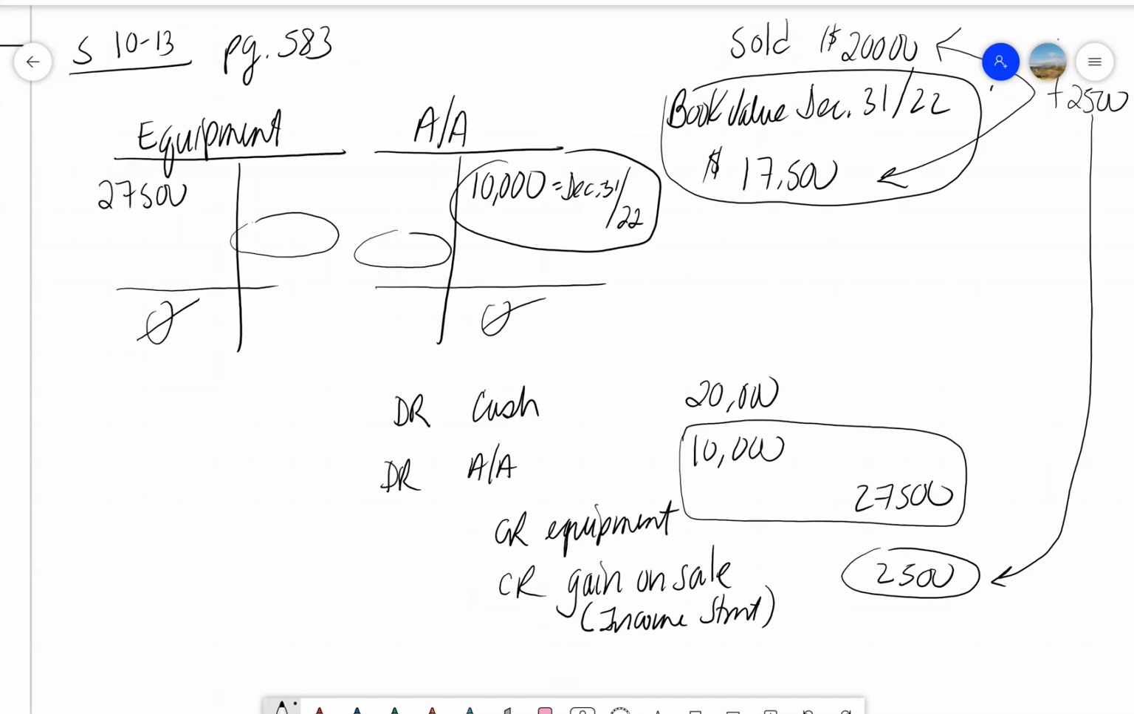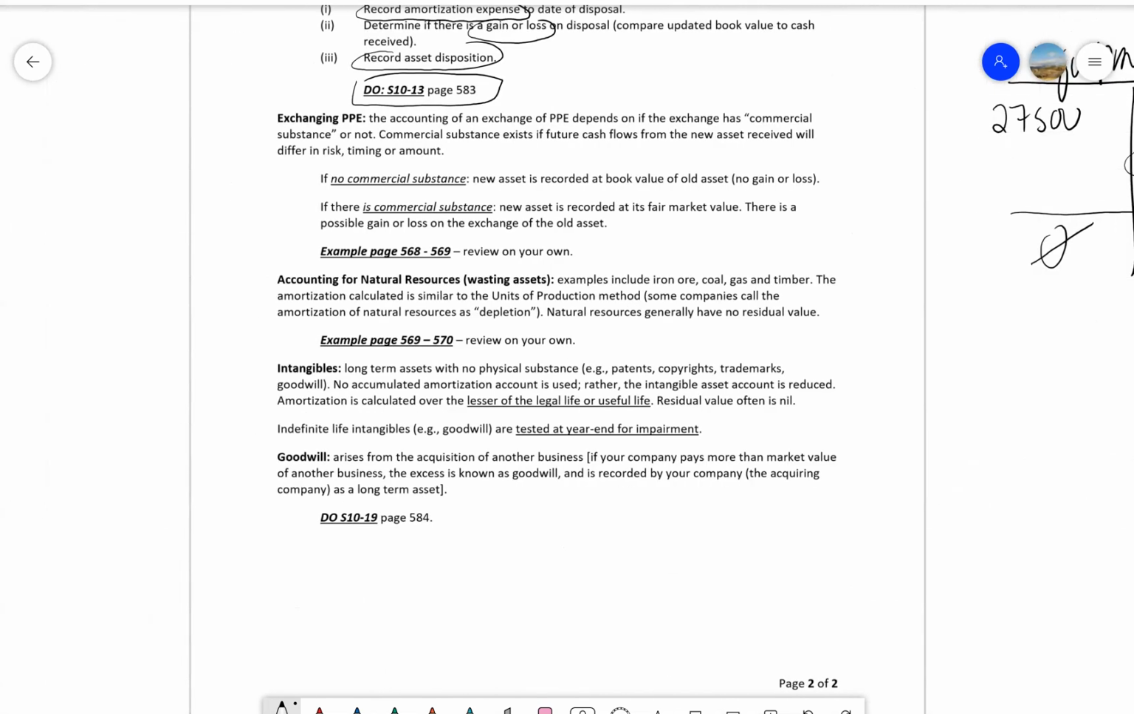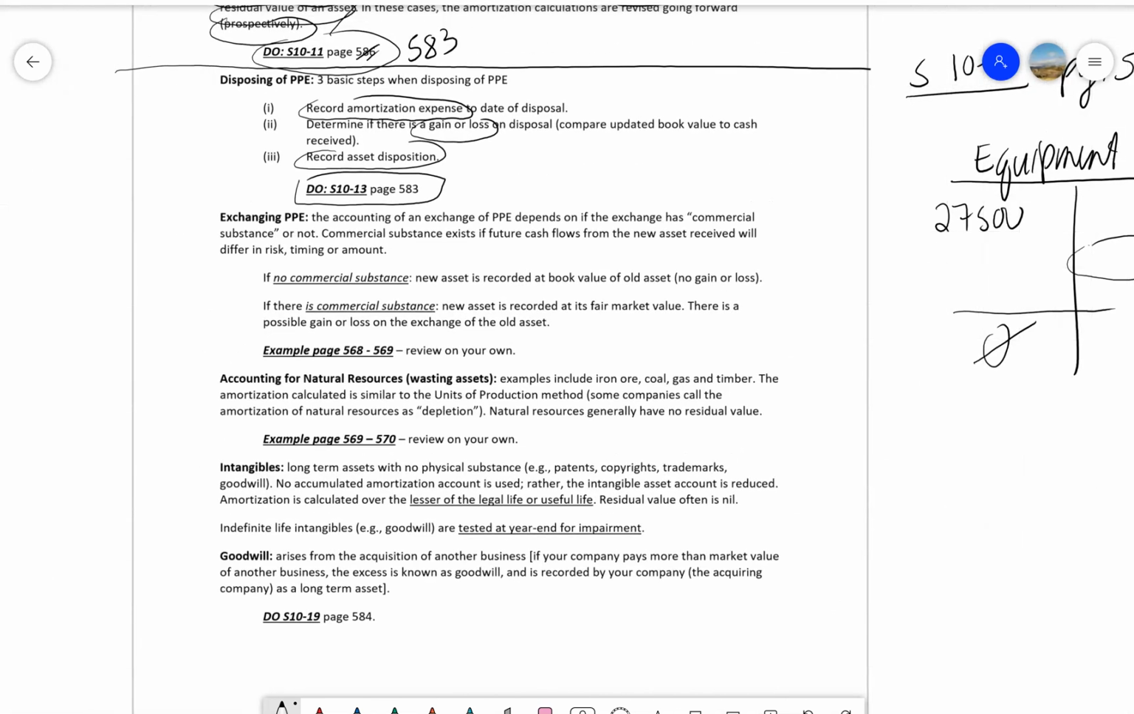Now, going back to our handout, there's a couple of other items in Chapter 10. One is talking about exchanging property, plant, and equipment, and there's a good example that you can review on your own on pages 568, 569. And then the textbook also talks about accounting for natural resources, for example, an oil well, a timber site, and they actually use units of production, the amortization method that we talked about earlier. And so you can just review that example on page 569, 570 on your own as well.